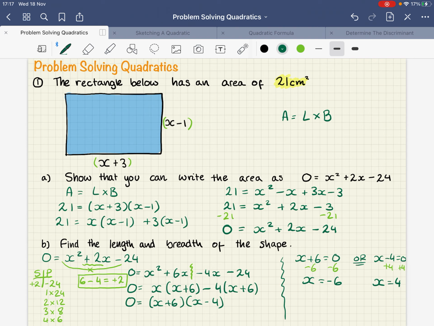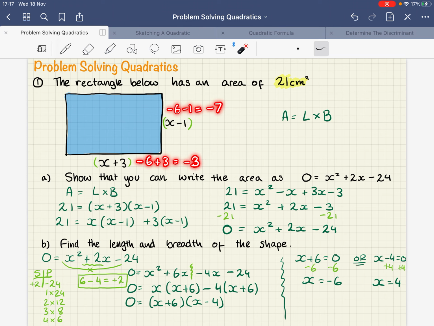Now, if you think about the context of the question, unlike our parabolas, we aren't actually going to get two answers. Only one of them is going to be correct. Now, imagine if the x equals minus 6 was correct. That means up here, I'm going to have minus 6 take away 1, which is going to equal negative 7. And I'm going to have minus 6 plus 3, which is going to equal negative 3.